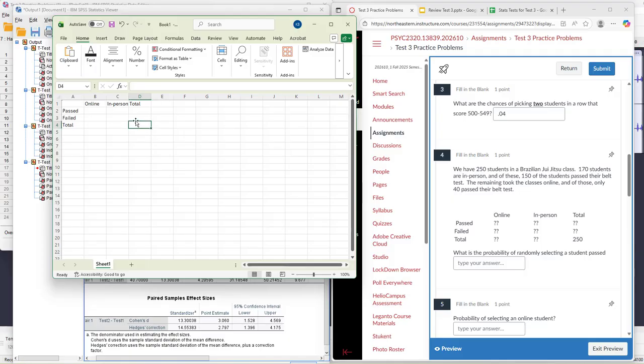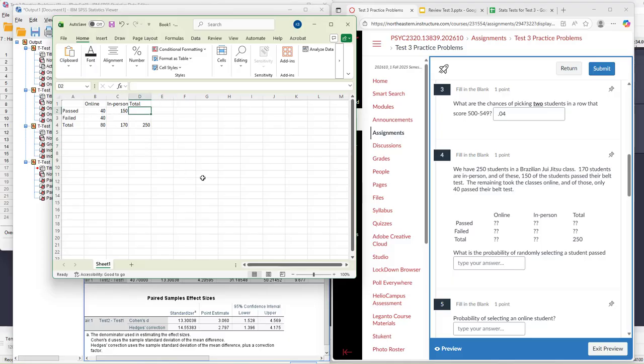Okay, so our total is 250. We have 170 in person. So in person total right there, 170. And of those, 150 passed. That means who took it online? It's 250 minus the 170, which is 80. And then only 40 passed their belt test in that one. So 40 passed, and that also means 40 failed because 40 plus 40 gives us the 80.